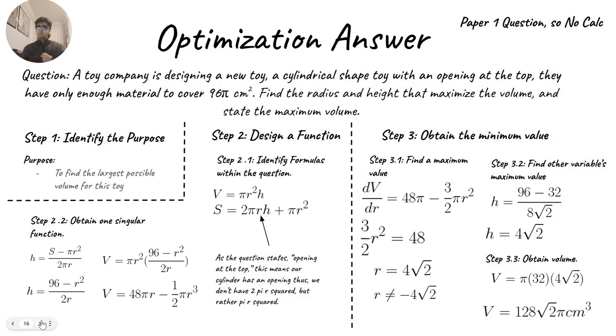Alright, the rest is straightforward. If you get a square root, you should still work with it, because it's paper 1, you should be able to work with square roots very easily.